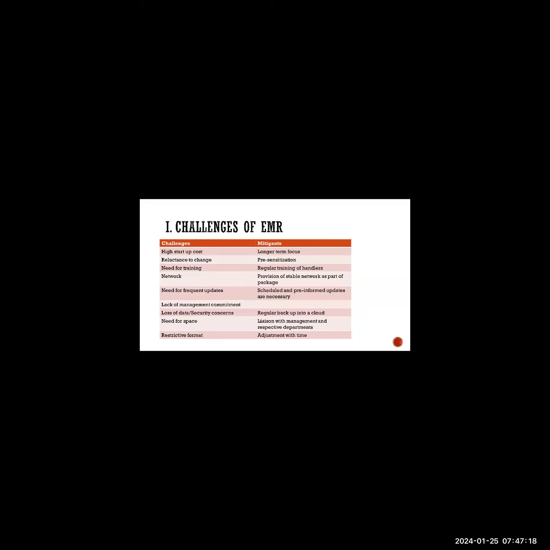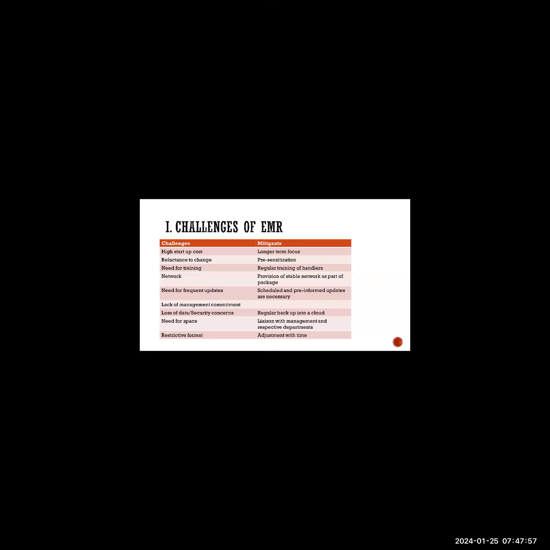And then issues of network, in environments such as ours where the coverage may not be effective and equal in all places. Network providers may have issues in terms of access, in a case where you need a network to do certain things on the electronic medical record. Then for the need for frequent updates, there may need to be checks and pre-informed scheduled updates in order to ensure that the system is working properly.